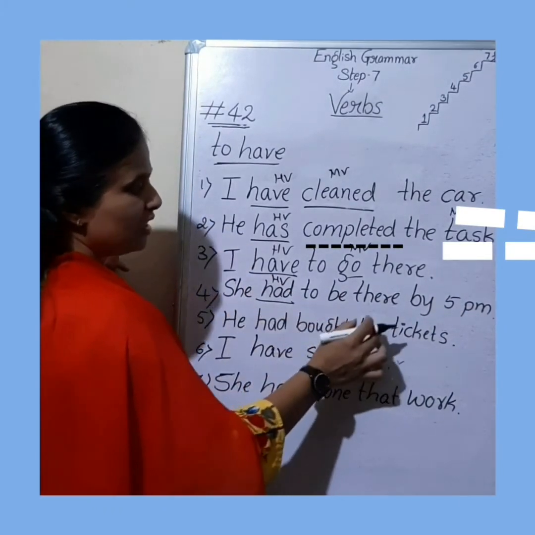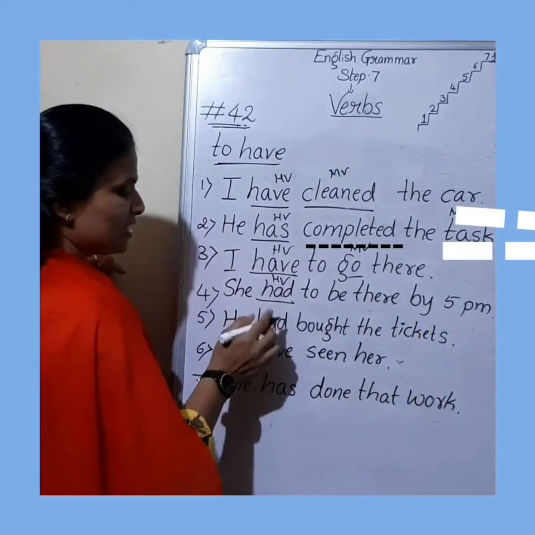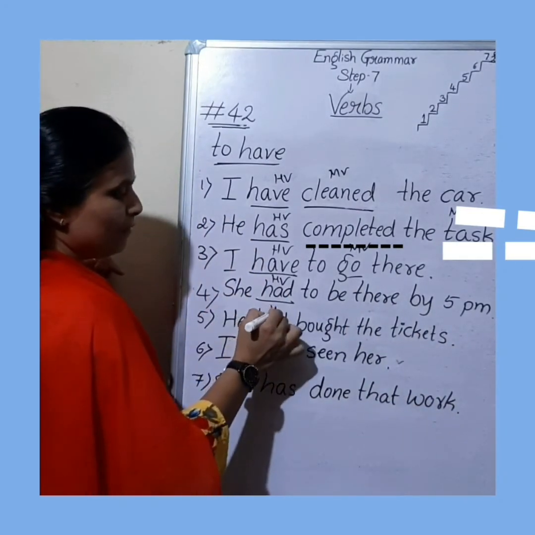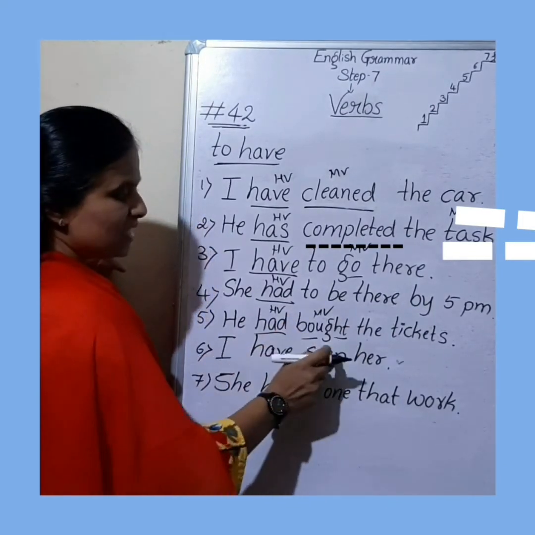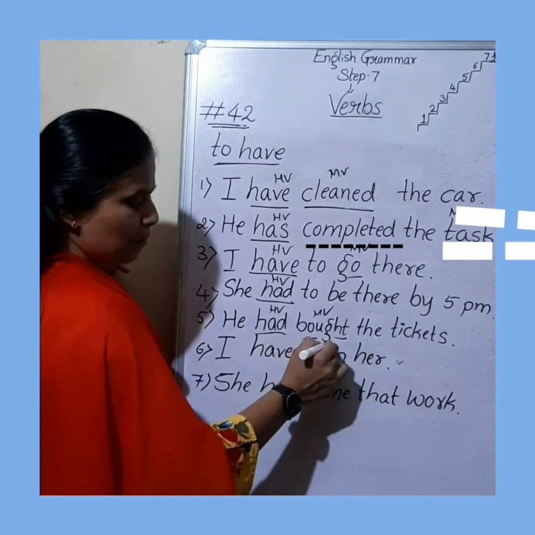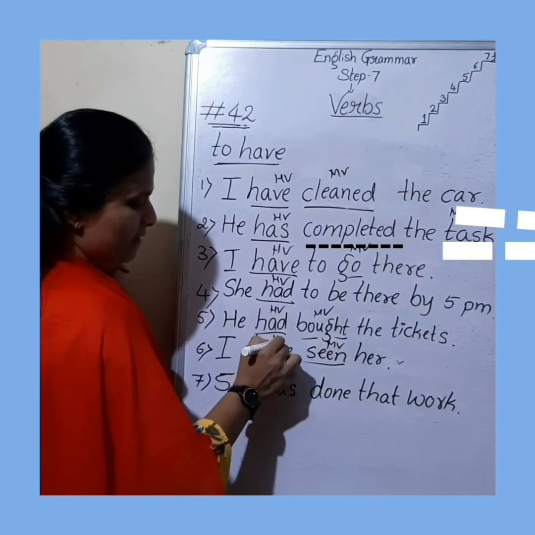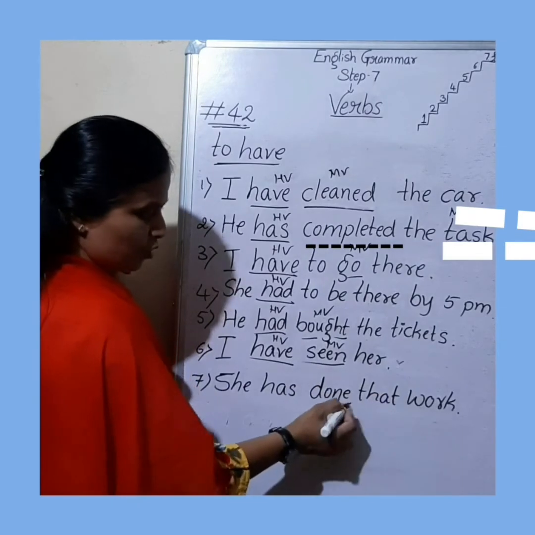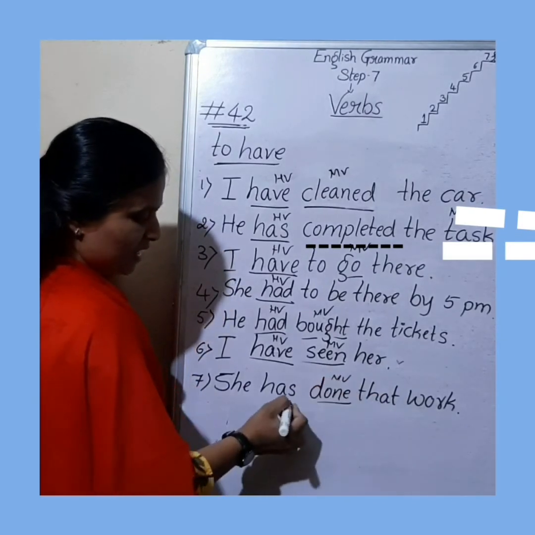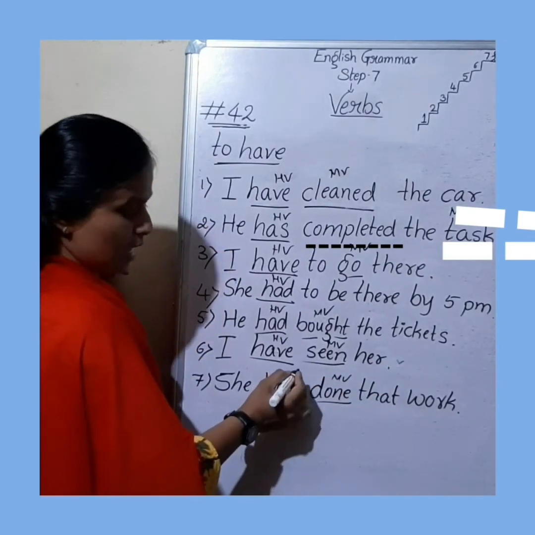He had bought the tickets. Okay, this had is again helping verb. Bought is main verb. I have seen her. This seen is main verb, whereas this have is helping verb. She has done that work. So this done again is main verb, and this has is helping verb.